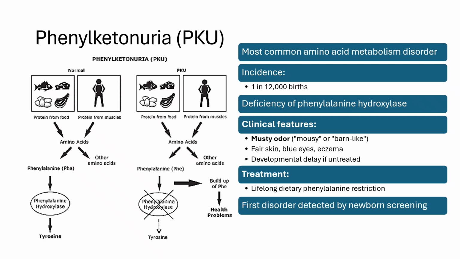Special formulas provide necessary nutrients while limiting phenylalanine to amounts the residual enzyme activity can handle. The diet must balance preventing toxicity while providing enough phenylalanine for normal protein synthesis. A narrow therapeutic window requiring frequent monitoring. Early treatment initiated within the first month of life prevents intellectual disability entirely, transforming PKU from a devastating disease to a manageable condition.